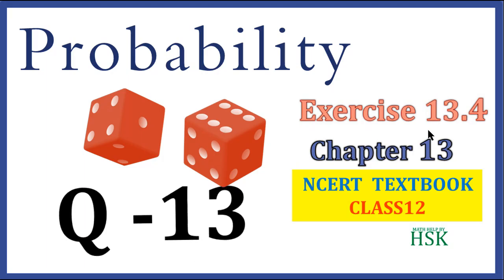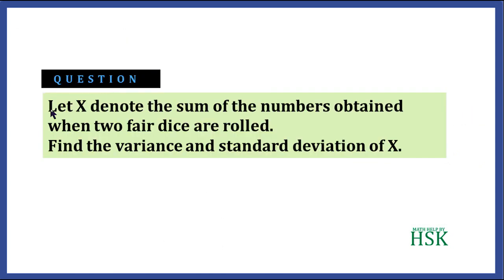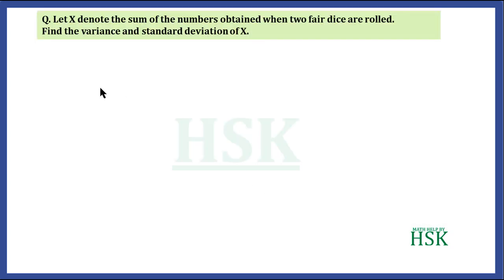This is question number 13 of exercise 13.4 from the chapter Probability. The question is: let X denote the sum of the numbers obtained when two fair dice are rolled. Find the standard deviation and the variance of X. Okay, so let us see how we are going to solve this question. In this question we have to find the variance and the standard deviation of X.